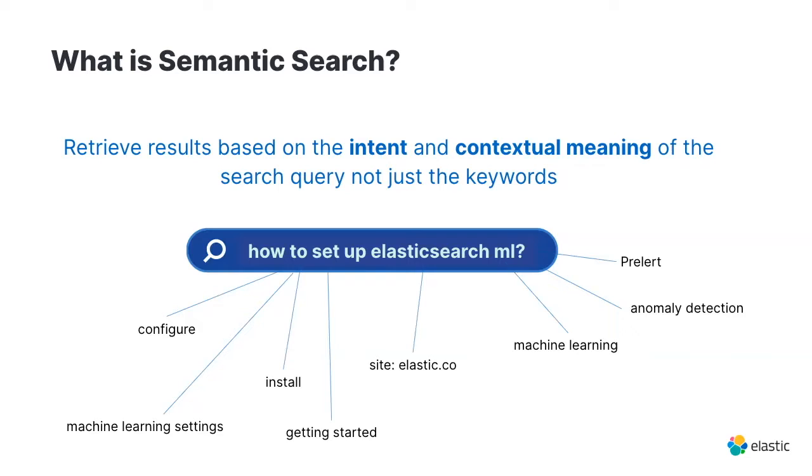Like if I say how to set up, I might also be interested in pages which say configuring Elasticsearch ML or installing Elasticsearch or ML or getting started or settings. As it's Elasticsearch, I might want to focus on the documents on elastic.co. ML is a synonym for machine learning, and Elasticsearch ML came from a company called Prelert I founded, so I'm still proud of it, but it was specialized in anomaly detection.